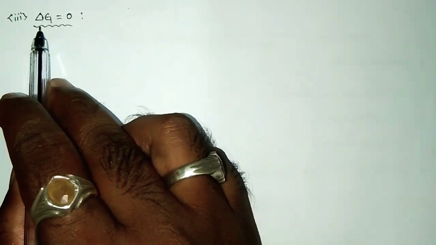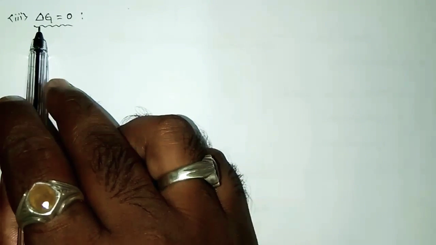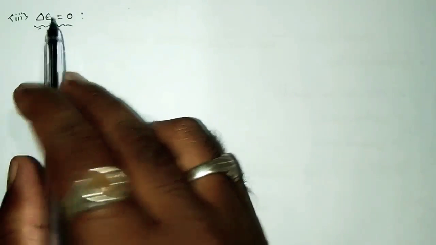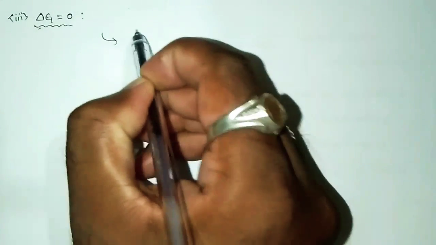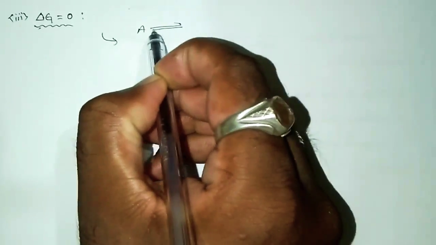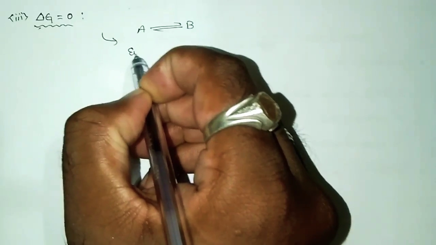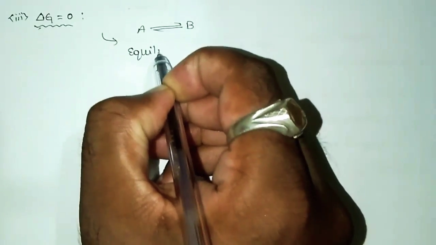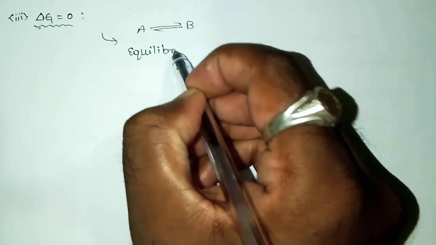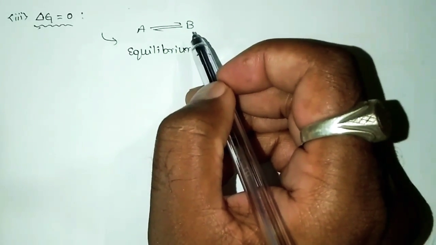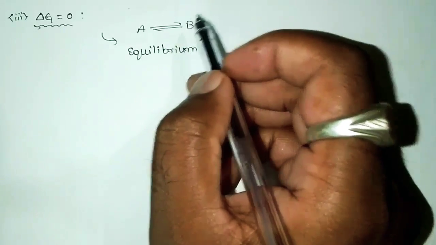Lastly, the change in free energy, that is delta G, equals 0. If the reaction has delta G equal to 0, then we say the reaction is reversible and will be in the state of equilibrium. So if delta G is negative, the reaction is spontaneous. If the delta G value is positive, the reaction is non-spontaneous.